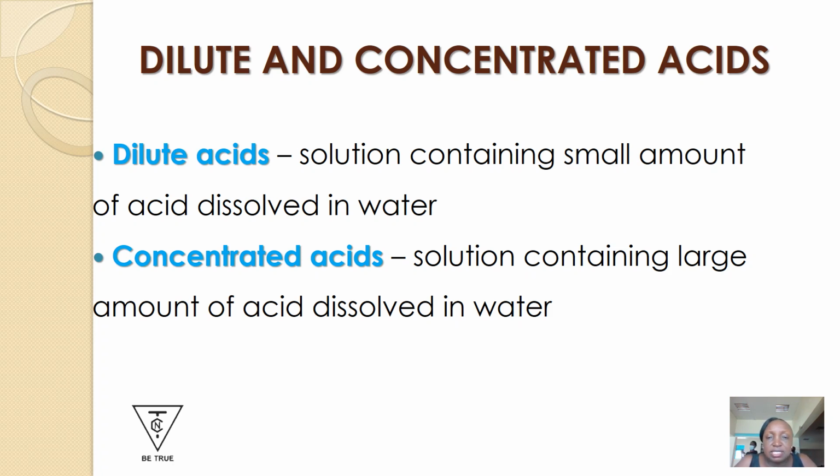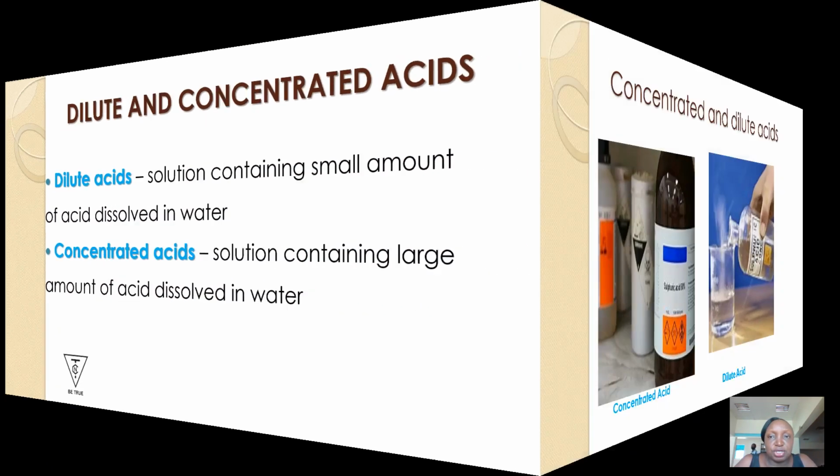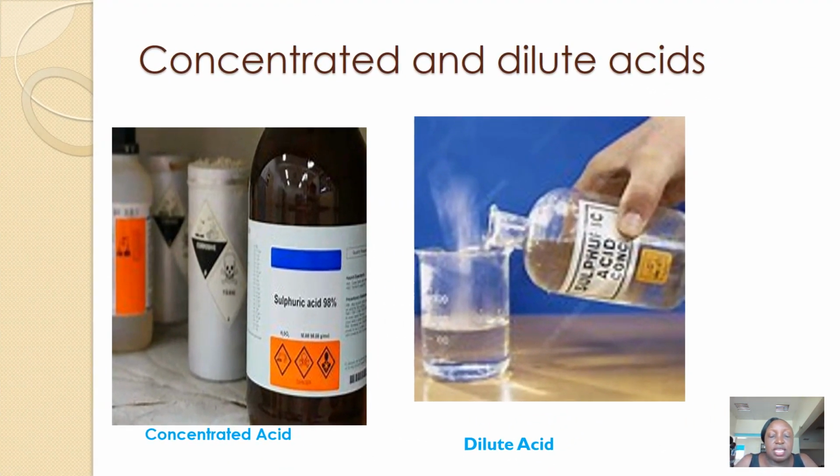A solvent is water and our solute is the acid in question. So here we have the concentrated acid, usually in the bottle, as you can see there. When we are diluting the acid, you have a large amount of water and you're adding a little amount of the acid.